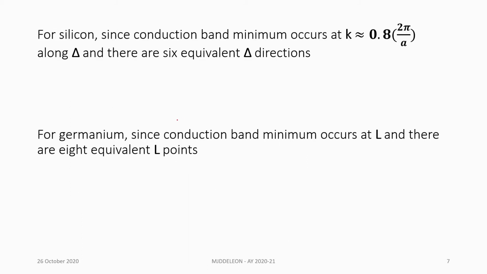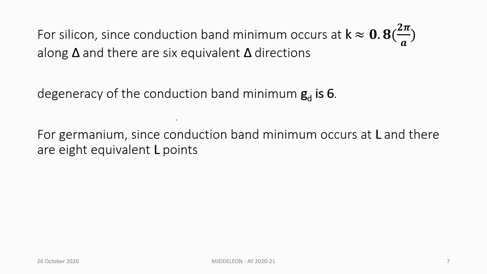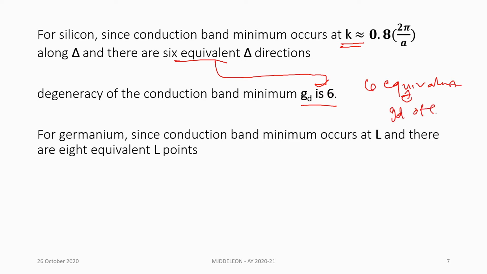First, for silicon, since the conduction band minimum occurs at K is equal to 0.82 pi over A, along the delta direction, and there are 6 equivalent delta directions, we'll get that the degeneracy of the conduction band minimum is 6, or GD is 6. Because 6 equivalent directions, the degeneracy is 6. Kasi 6 na K meron tayo. Simple? Yes. So 6 equivalent have a GD of 6.